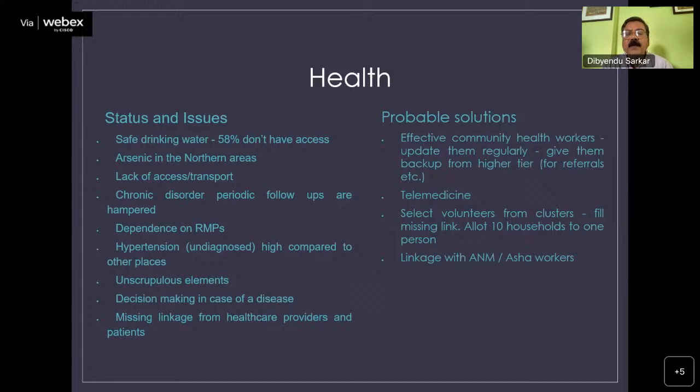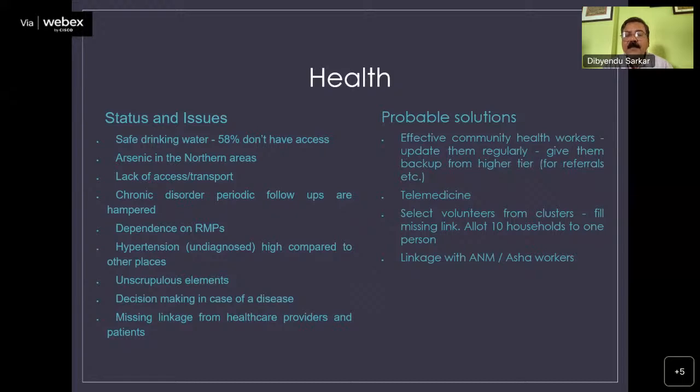What would be the probable solutions? Effective community health workers. Maybe they should be updated regularly, and given backup from a higher tier for referral and all. Telemedicine might be an option, which often has not succeeded, but at the same time this might be explored as an option. Maybe some volunteers from the SAG clusters might be selected to fill the missing link.